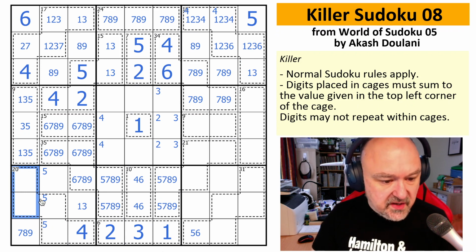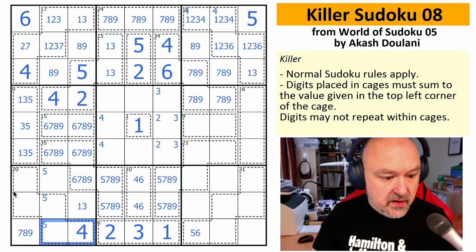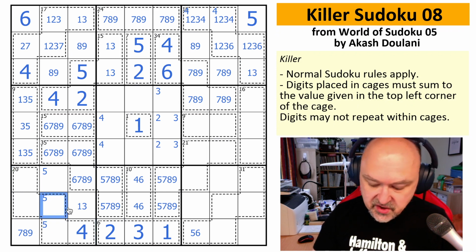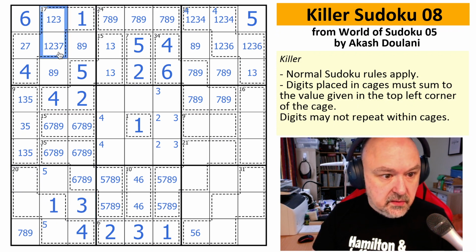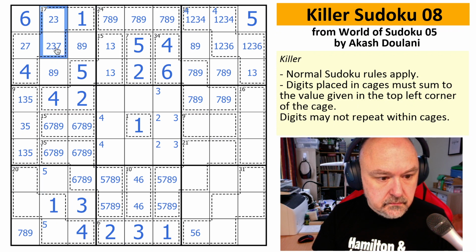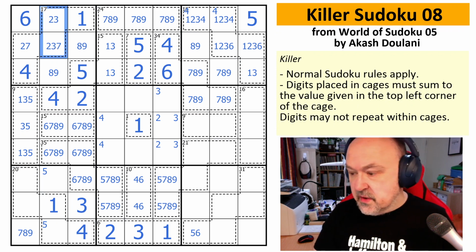There must be a 1 in this 20 cage, and I cannot put 1 in there because of that one, and I cannot put 1 in there because of the 1 that must go in the 9 cage. So that is a 1. This is now a 3, which makes that a 1, which takes 1 out of both of those. So it's now got a 1 and a 4 in it.